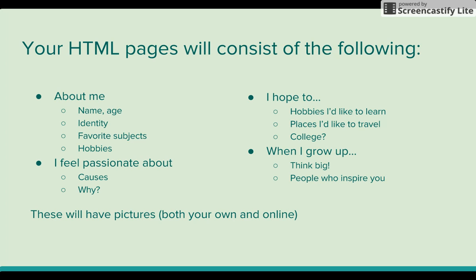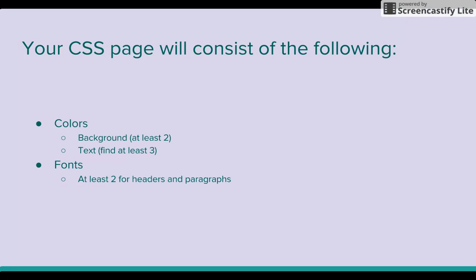If you have your own pictures, you can download Google Drive on your phone, transfer them to your Google Drive, and then put them on your slideshow. We'll be using those in the actual website we're building. Then the fifth page is going to be CSS, and that's going to include colors and fonts. It can be pictures as well, or sites that inspire you.